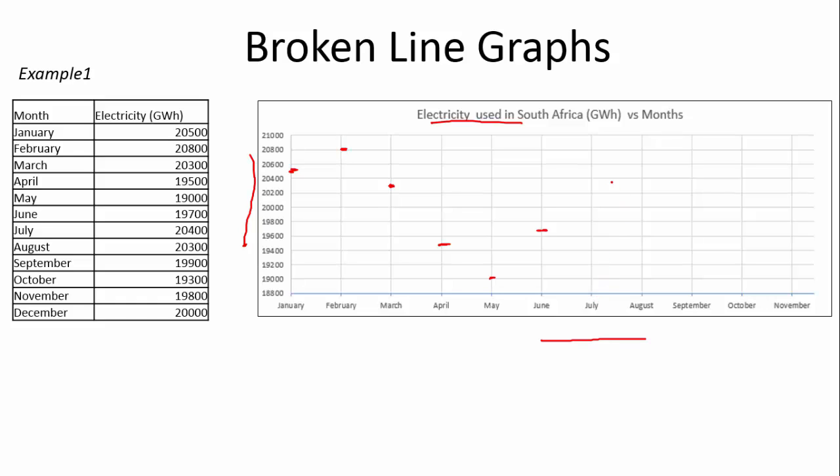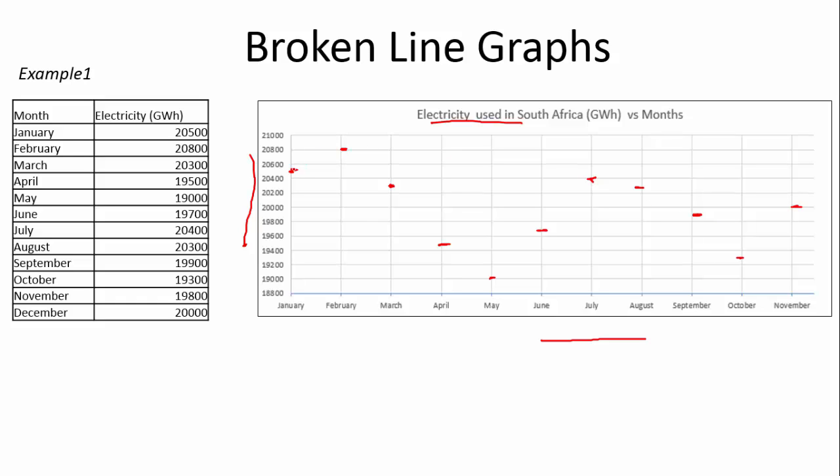July will be 20,400 over there. August will be 20,300 over there. September will be 19,900. That's just about here. Sorry, October will be 19,300, which is about here. And December will be 20,000, which is up at the top there.